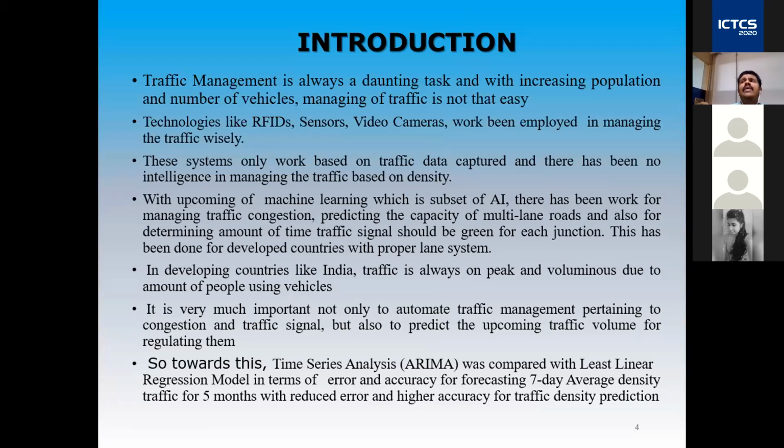So towards that, we applied a statistical analysis method called ARIMA, which is auto-regressive integrated moving average. It's a time series analysis, and we compared it with the traditional machine learning based regression method called least square linear regression for forecasting the upcoming traffic for the next 7 days, for a 5-month period. We compared them in terms of error and accuracy, and we found that ARIMA proves much better in forecasting compared to least square linear regression.